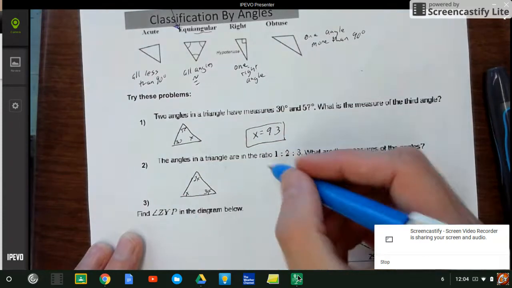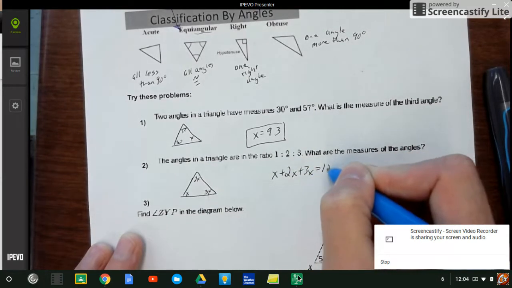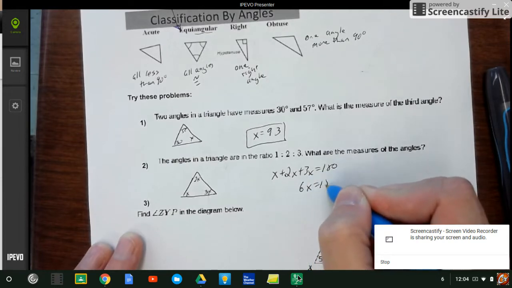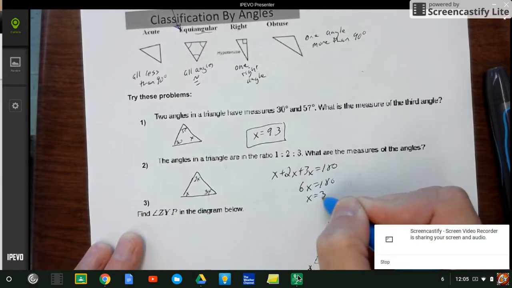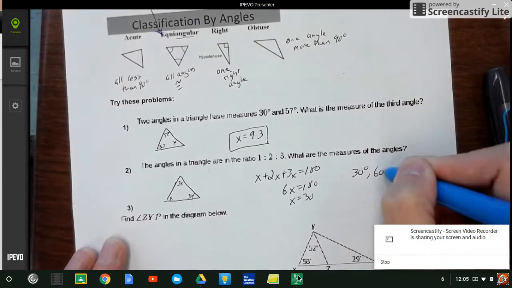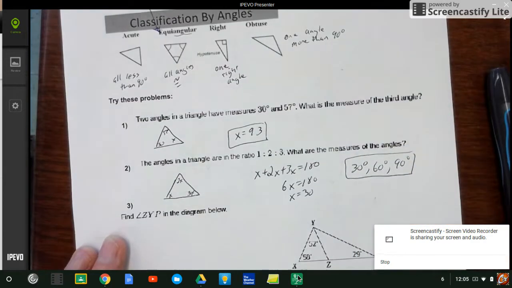Well, now I know that all of these, because they're the angles of a triangle, have to add up to 180. So that's 6x is 180. So x has to be 30. So my angles have to be 30 degrees, 60 degrees, and 3 times x, 90 degrees.